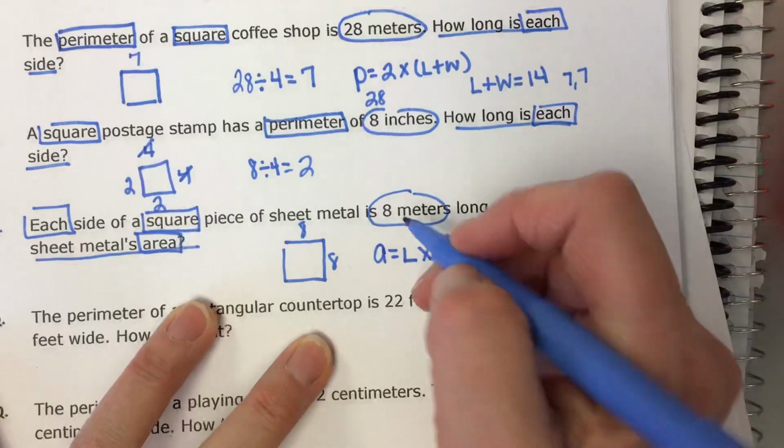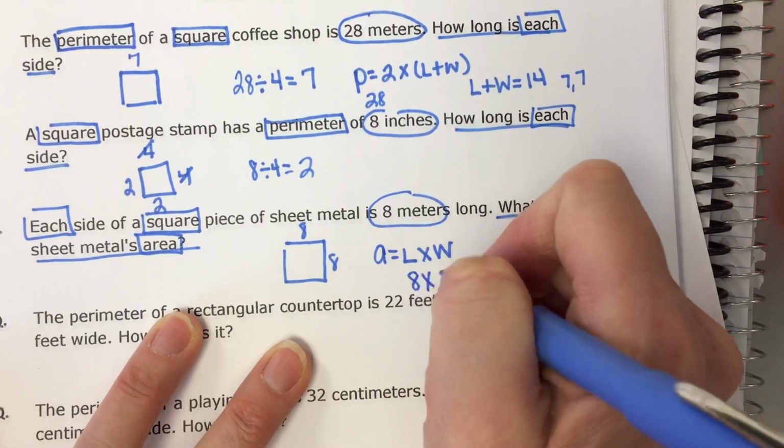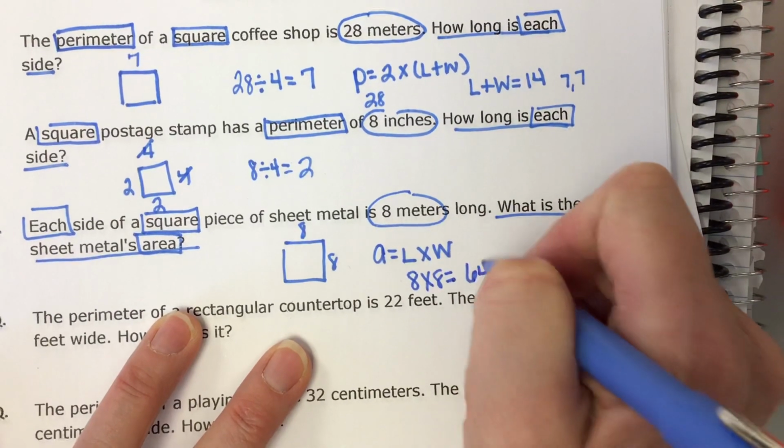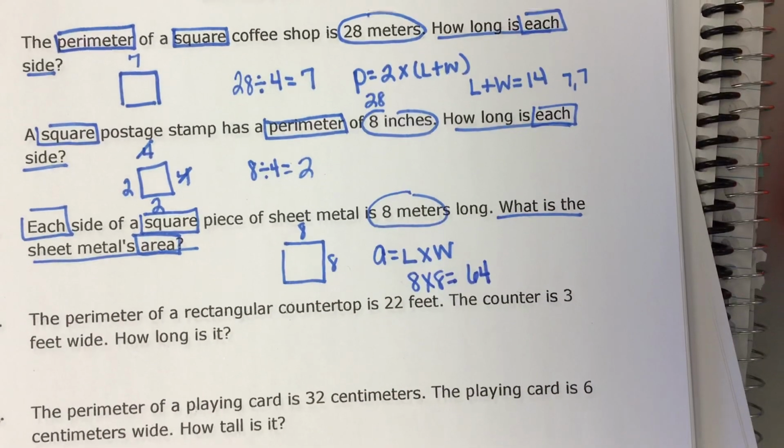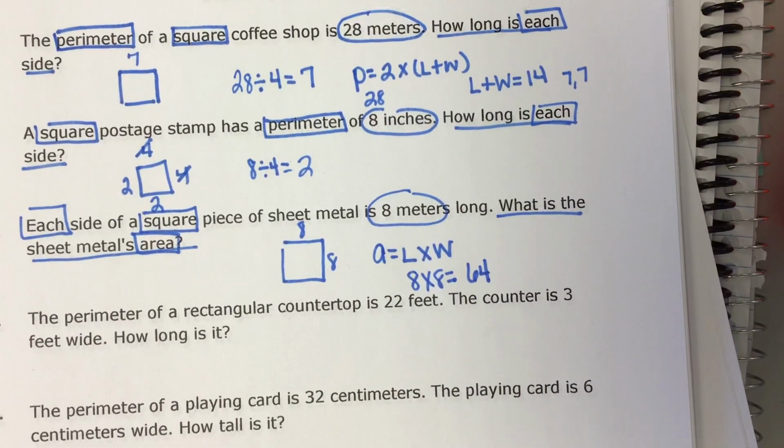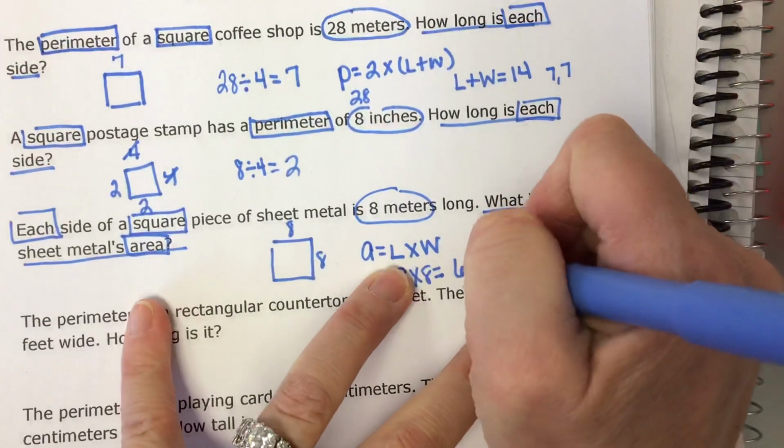Andrew, 64. 64 what? What's my unit? Meter. It's not meters. What's my unit? Addie. Square meters.